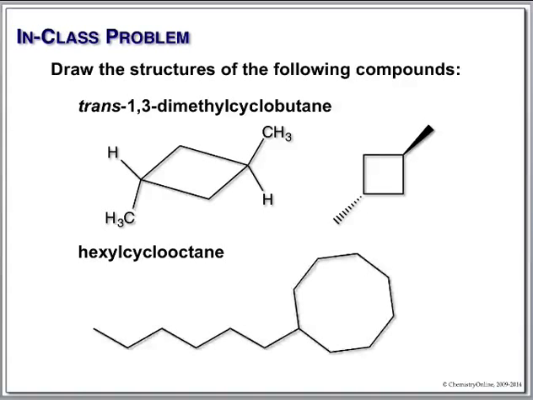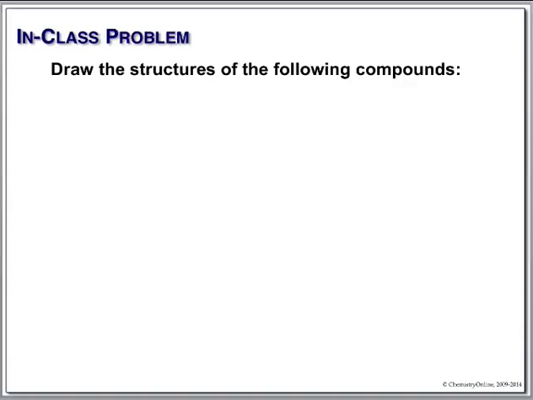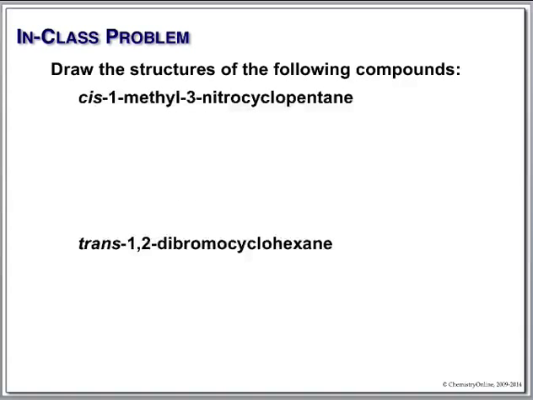One more set. One methyl, three nitro cyclopentane. Nitro group, remember functional groups. Nitro group is simply an NO2 bound through the nitrogen. Cyclopentane. We have substituents at 1 and 3, and they're cis.